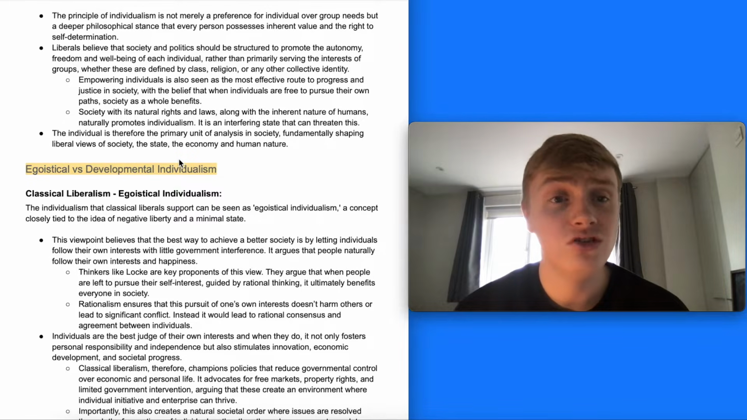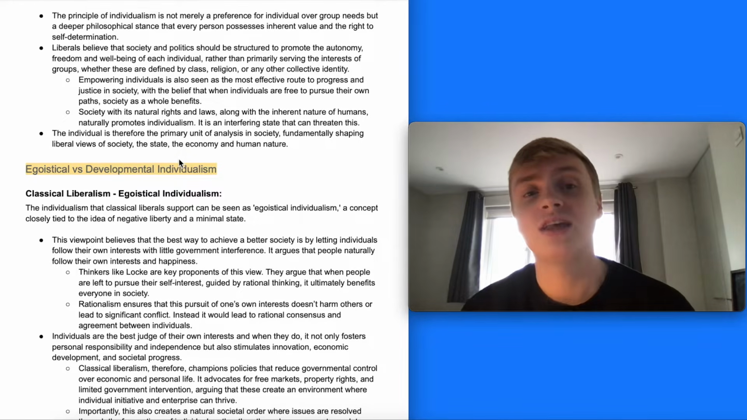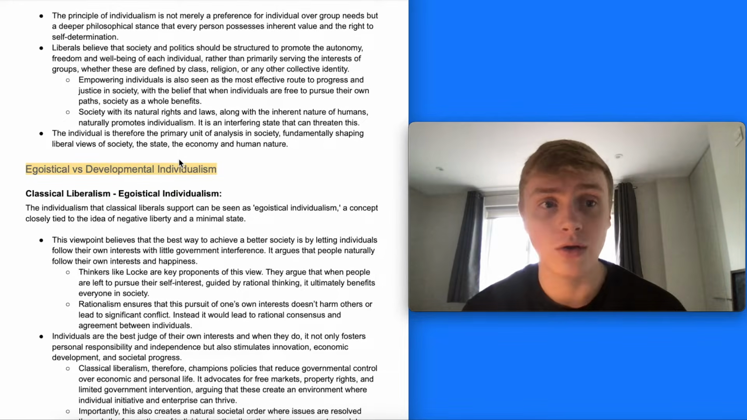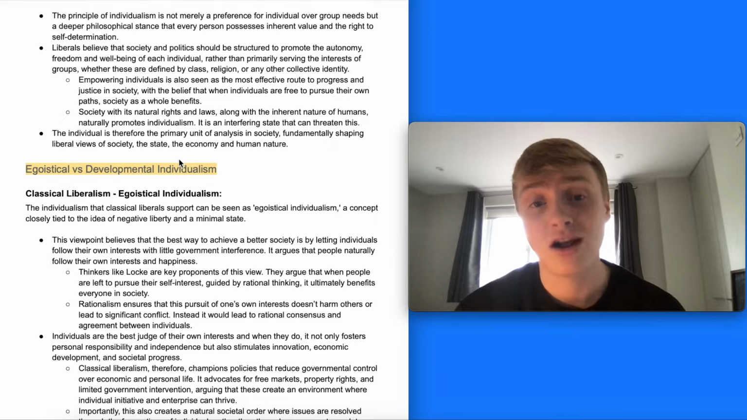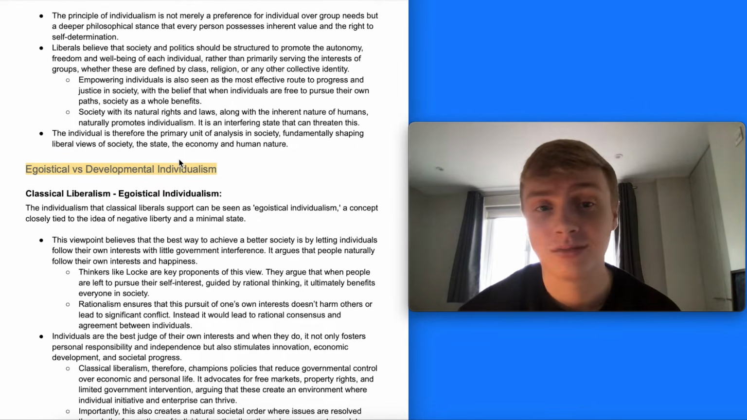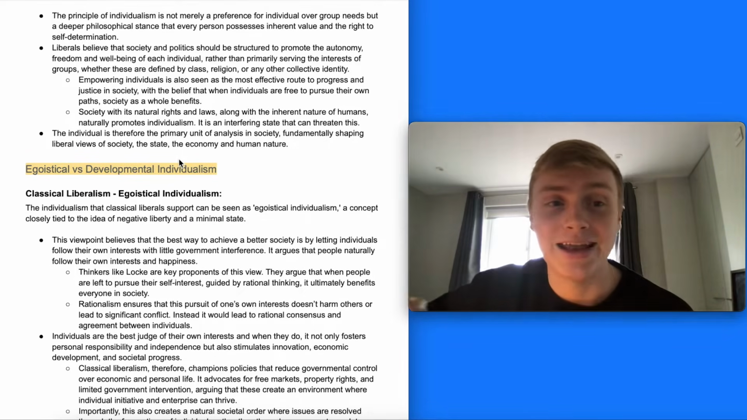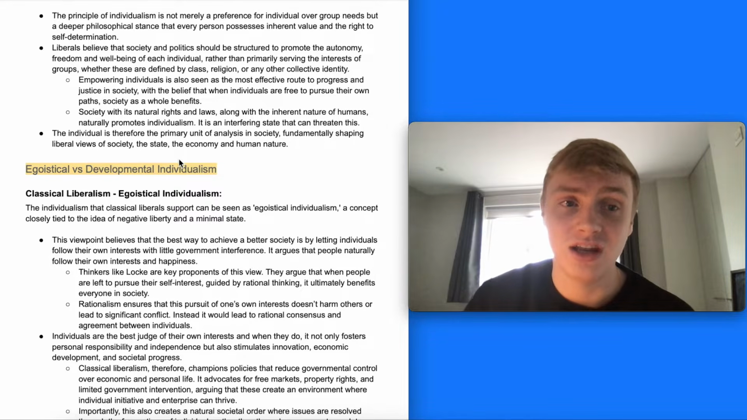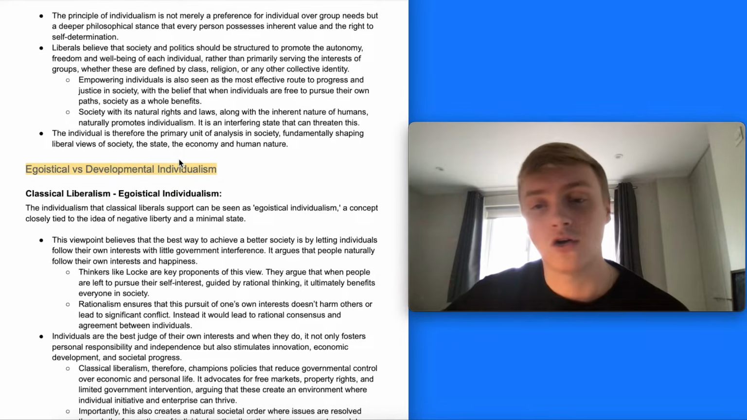So, empowering individuals is also seen as the most effective route to progress and justice in society. They have the belief that when individuals are free to pursue their own paths, society as a whole benefits. And with its natural laws and rights, along with the inherent rational nature of humans, they believe that society naturally promotes individualism, and therefore it's the state that can threaten this individualism that is inherent to society. So crucially, the individual is the primary unit of analysis in society. This shapes liberal views on society, the state, economy, and human nature.